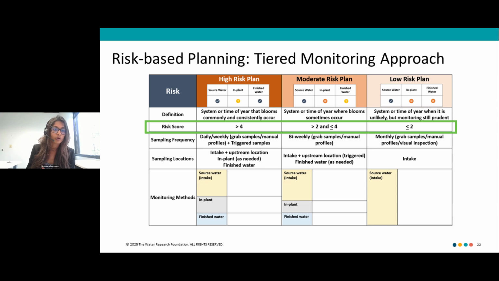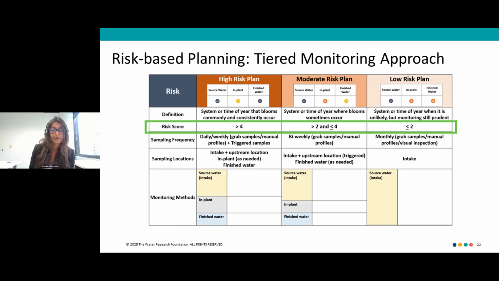And for each of these, we wanted to tie the scoring back to MENA's framework. And like you've seen in the example, a moderate risk category is between 2 and 4. So high risk, on the other hand, would be more than 4 on your risk score, and a utility with a low risk category would be usually scoring less than 2. In addition to these, you'll also see some guidance on sampling frequencies and sampling locations that the utility needs to be focusing on under each of these risk plans.